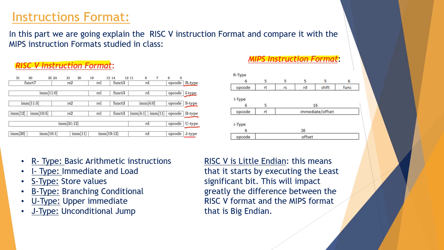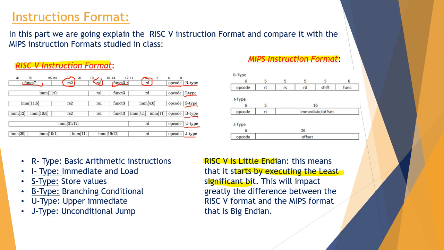Now let's discuss the fields in the RISC-V instruction format. We first of all find the opcode, then the register destination, then the register operand 1 and register operand 2, and function 3 and function 7, which help determine which operation it is going to run. It is important to note that RISC-V is little endian. This means that it starts by executing the least significant bit first.